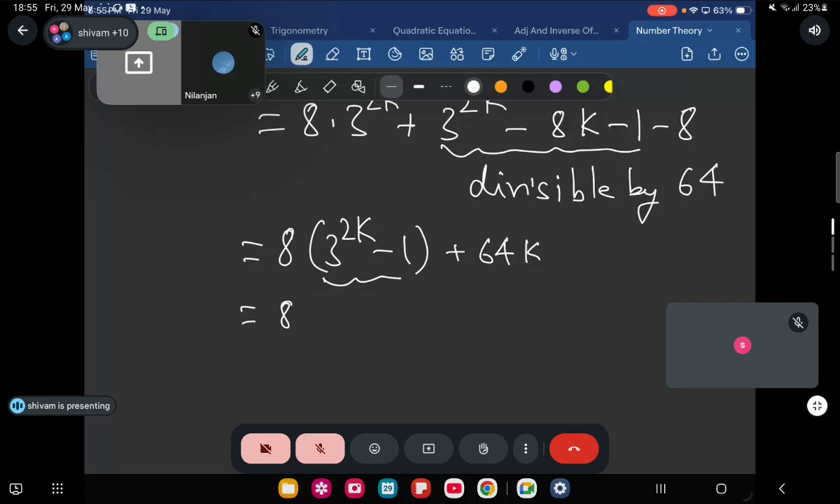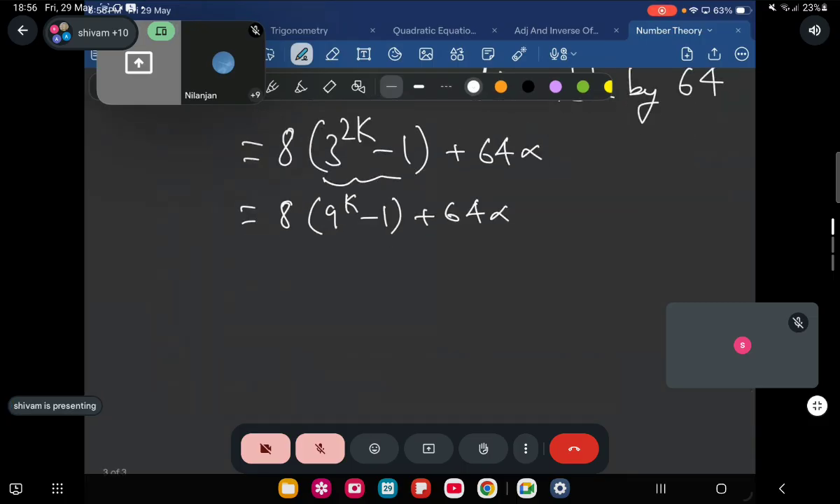Everyone, can I write 3 to the power 2k minus 1 as 9 to the power k minus 1, plus 64 alpha? Those who are online, are you getting? I've got 8 into 9 to the power k minus 1 plus 64 alpha. I have to just prove that 9 to the power k minus 1 is divisible by 8.